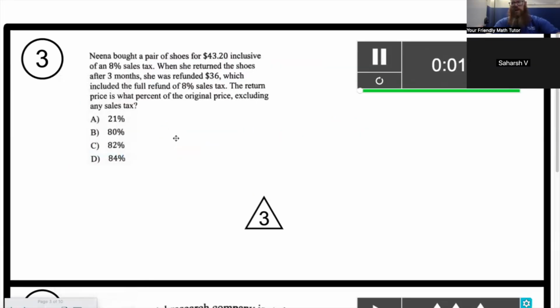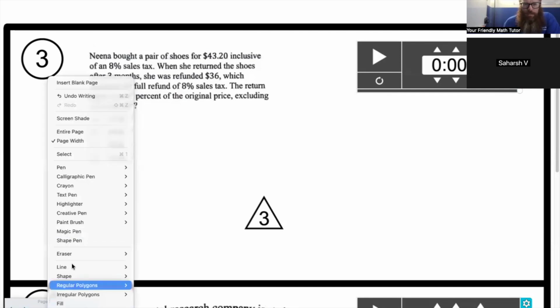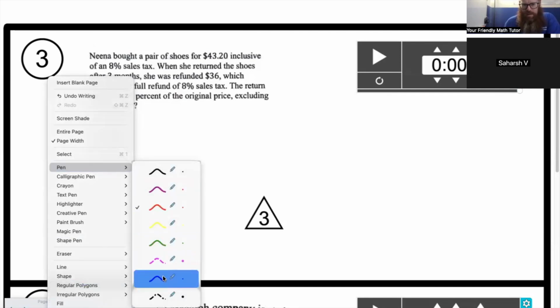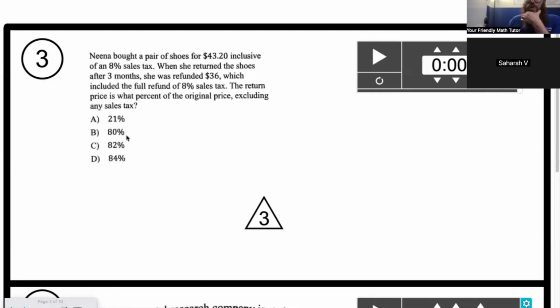Okay. All right. Try number three. It says Nina bought a pair of shoes for 43.20, and that included an 8% sales tax. So when she returned it, she was refunded this, which included the full refund of the 8% sales tax. So the return price was what percent of the original price, not including any sales tax.